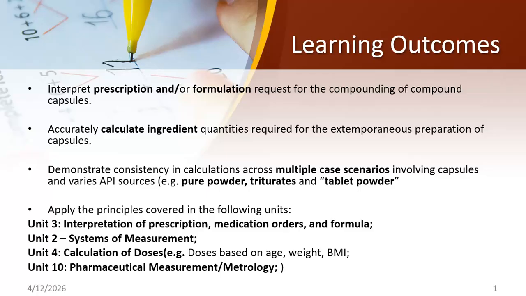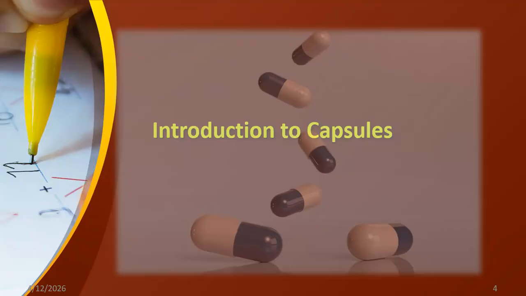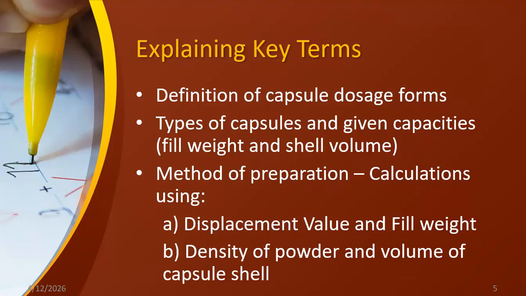the medication order or reading of the formula, and the measurement system, understanding milligrams, micrograms, whatever it is that the dosage is written as, and calculating doses. This doesn't include any based on BMI or body weight, but those are foundation calculations you should be able to do to arrive at your dose, and importantly, pharmaceutical metrology, which is the act of measuring and weighing accurately. Now let's get into it.